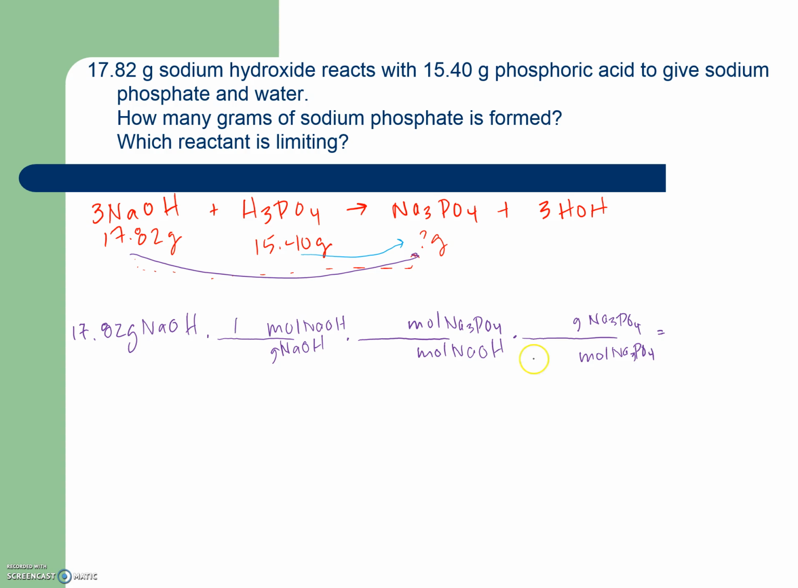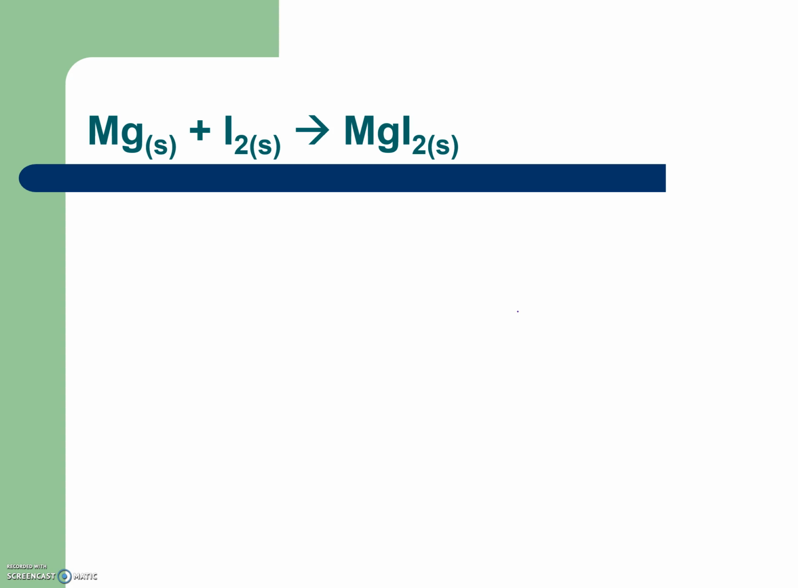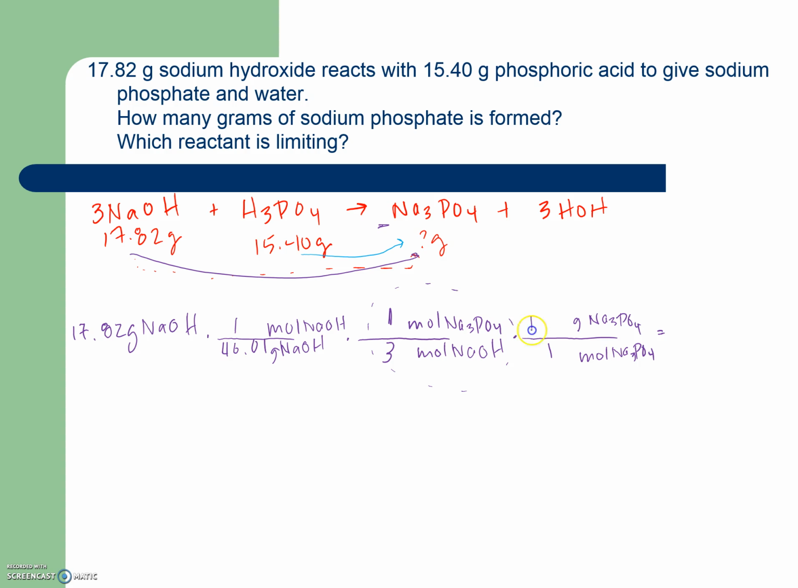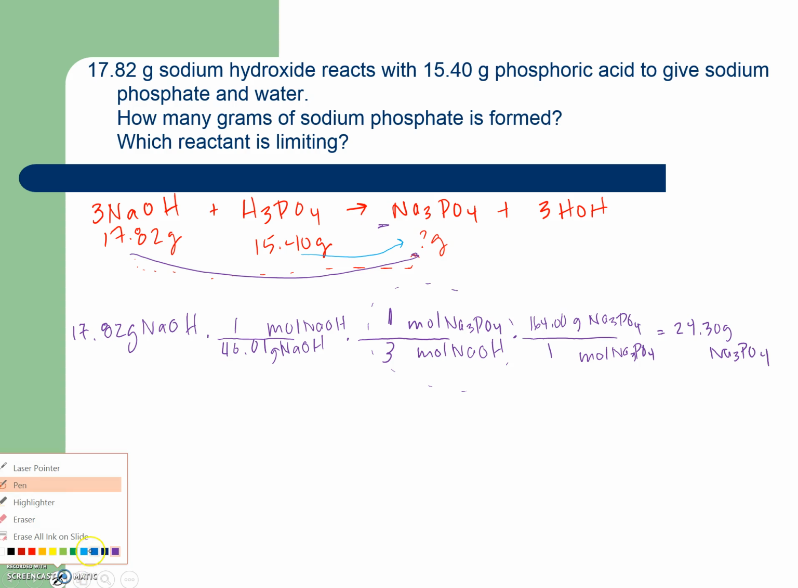These ones are always 1 and 1. This comes from my balanced reaction. That's my big switch in there. So Na3PO4 has a 1 in front of it. NaOH has a 3 in front of it. I have to do my gram formula weights, so I have 40.01 and my other gram formula weight is 164.00. And when I solve that problem, I get 24.30 grams of Na3PO4. I'm going to go ahead and do the other problem.